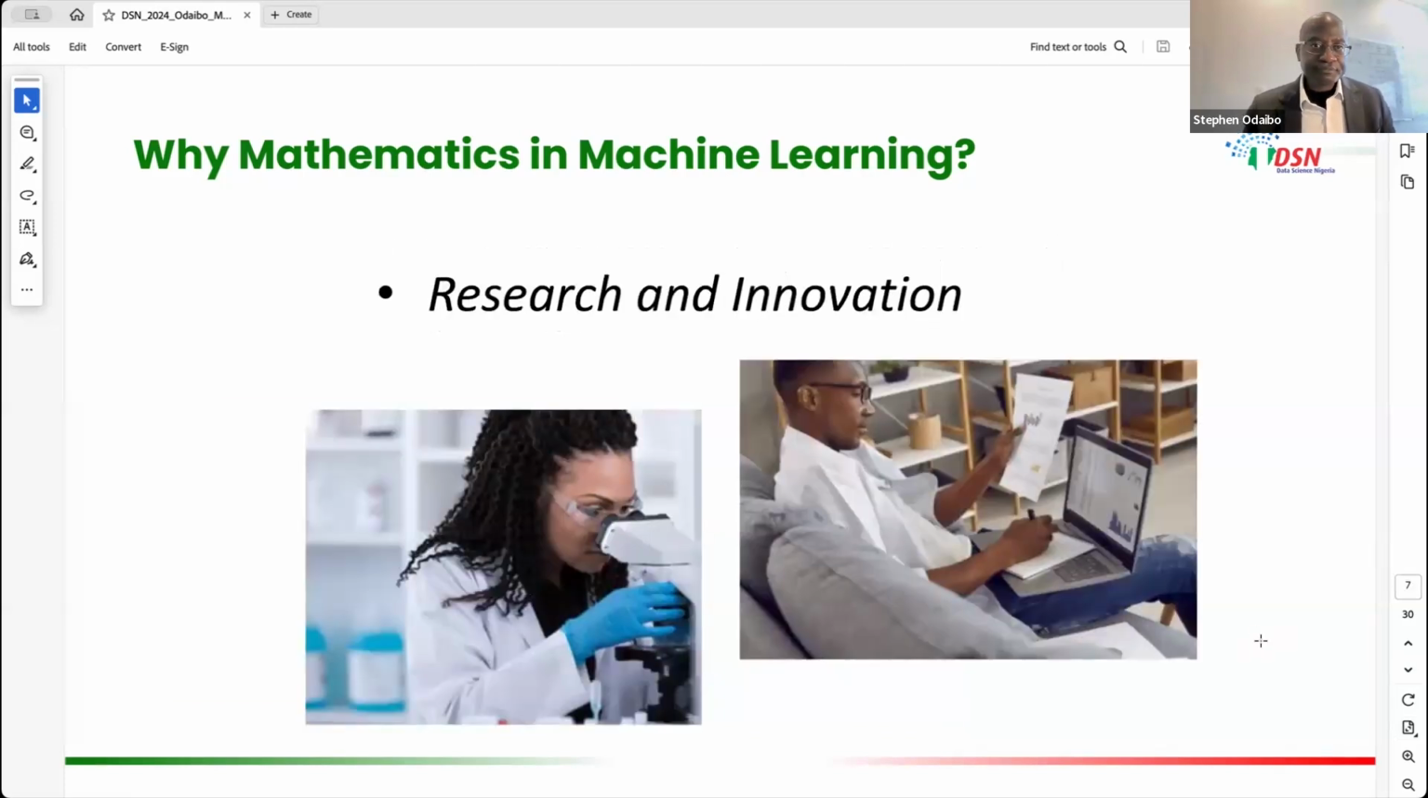All right, what else? Why do we need mathematics in machine learning? One very, very important reason is research and innovation, critical thinking. Mathematics gives you that edge. It gives you the ability to think critically.